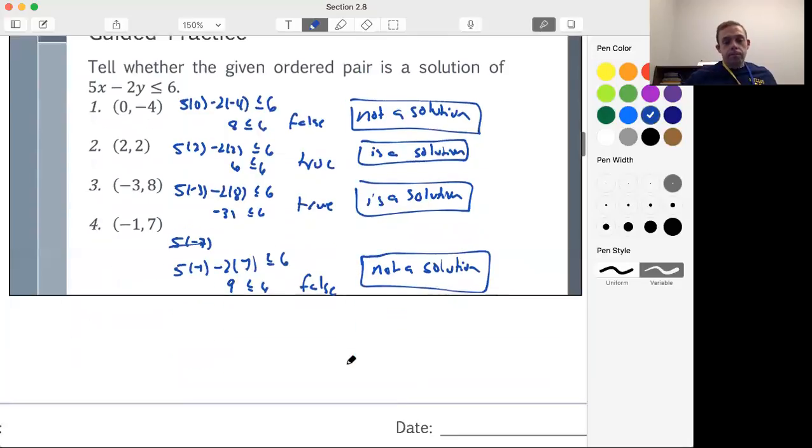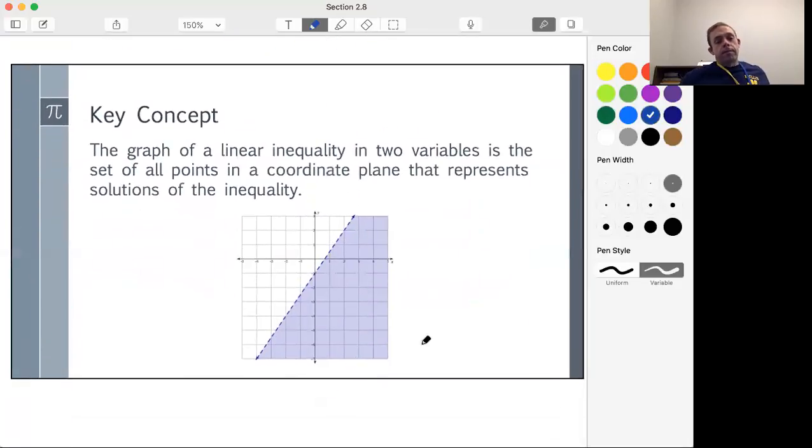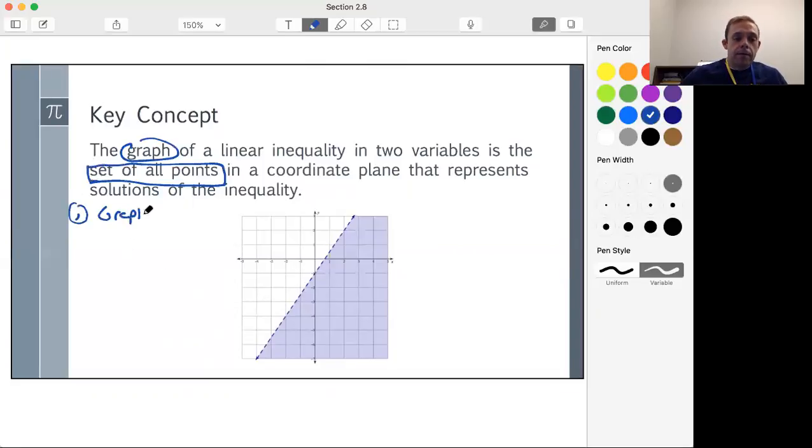Okay. So our next concept is we're going to graph a linear inequality in two variables. So the graph is the set of all points that are a solution. Okay, so what we're going to do is basically two things. We're going to first graph a line as normal.